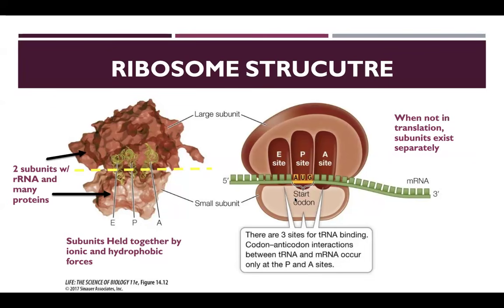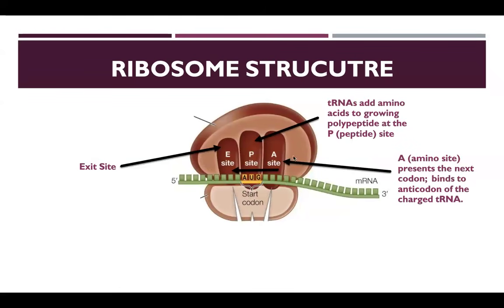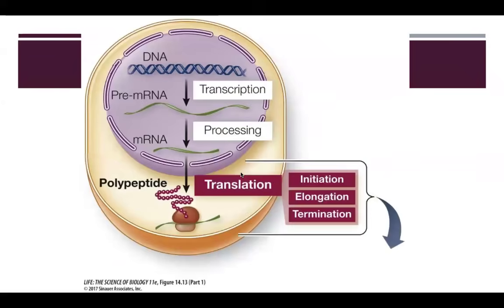There are three sites for tRNA binding: an E site, P site, and an A site. Your E site is your exit site. That's where your amino acids will come out from. A site is your approaching site. That's where it will read the following codon. As mentioned before, codons are three bases, so it is reading everything three bases at a time. And your P site is where the amino acid is actually brought in. So exit site, amino site, and here tRNAs add amino acids to the peptide site. Amino acids present the next codon, so it reads the next three bases. E is your exit site.